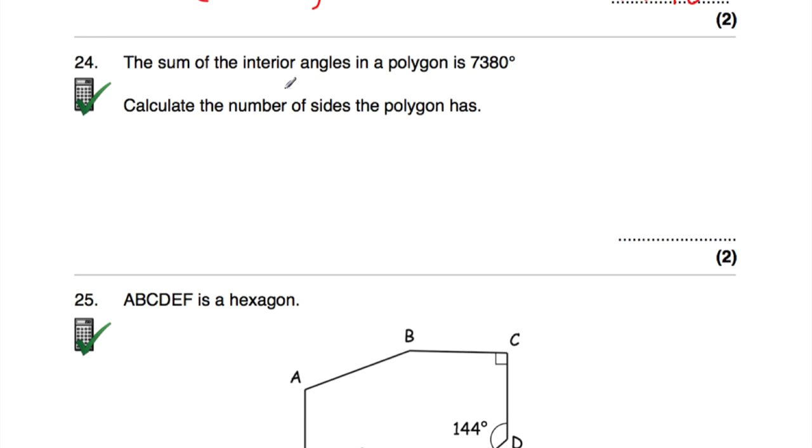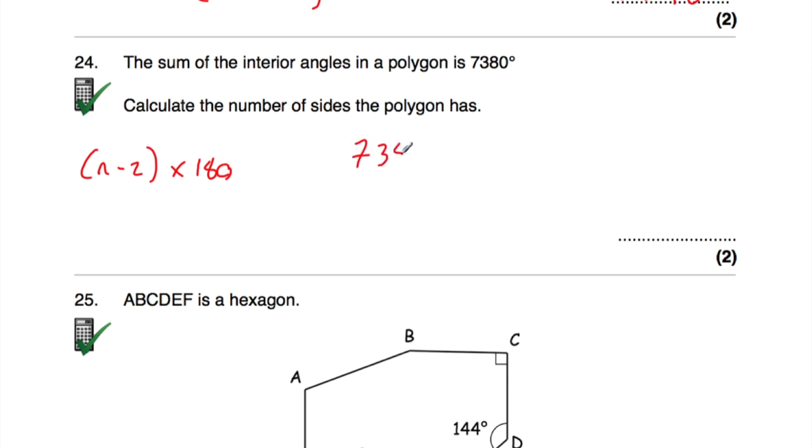Okay, let's look at our next question, question number 24. It says the sum of the interior angles in a polygon is 7,380 degrees. Work out the number of sides the polygon has. So normally what we do is we take the number of sides, take away 2, and then multiply by 180, and that gives us the sum of the interior angles. So if we work backwards, we take the sum of the interior angles, divide by 180, and then add 2, and we'll find the number of sides.